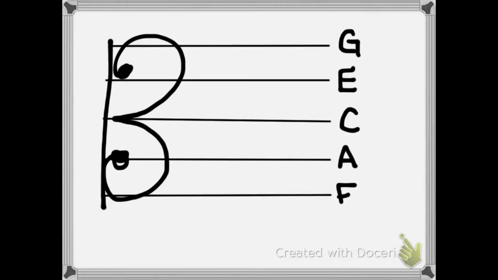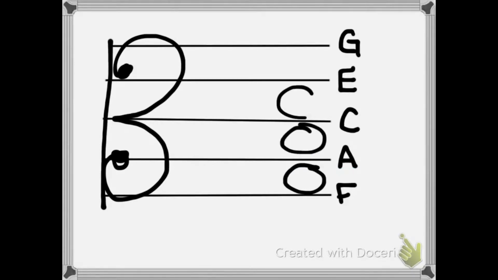Now there are many ways to remember these line notes. I personally like to remember that it spells FACE, G. Some people say things like funny animals create every garden, or anything like that that you can come up with. Totally up to you. Now let's take a look at the space notes in between.